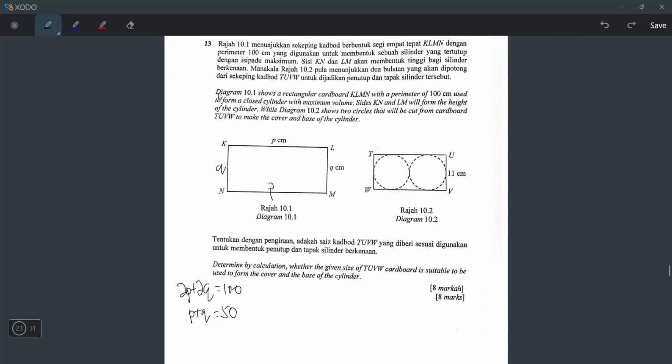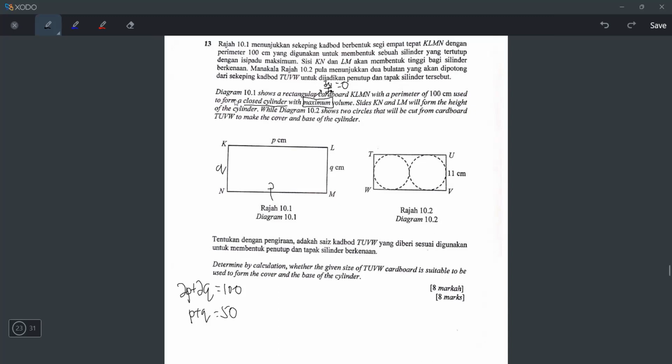But let's keep reading. Used to form a closed cylinder with maximum volume. Very interesting. Maximum. When you see this word, it means dy/dx equals 0, right? When you see the word maximum, minimum or turning point, it means dy/dx equals 0. But of course, you will not write dy/dx. It will be dV, differentiate volume equals 0, because they say volume maximum. If they say radius maximum or minimum, differentiate the radius equation equals 0. If they say volume maximum, differentiate the volume equation equals 0. So later I will need the volume equation.